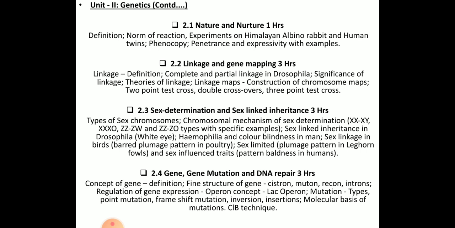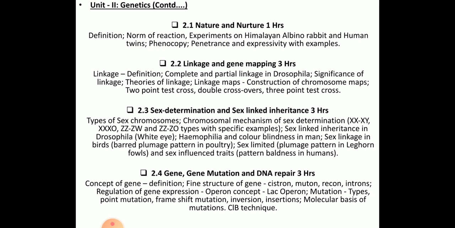Whereas in the second subunit we'll be studying linkage and gene mapping. This is somewhat related to biotechnology along with genetics. So linkage, complete linkage and partial linkage in Drosophila. What is the significance of linkage? Why is linkage important in humans? There are also theories given by eminent scientists on at what percentage linkage happens and its significance. Then linkage maps, how to construct the linkage map and chromosome map. Then there is the 2-point test cross, double crossovers, 3-point test cross. These are the topics we'll study in the second subunit.